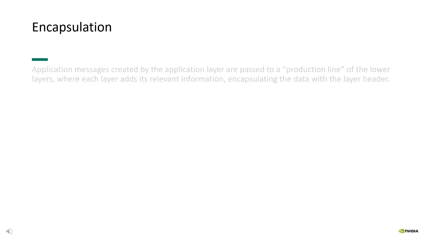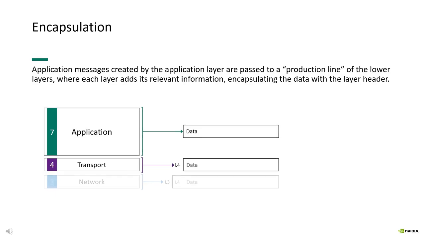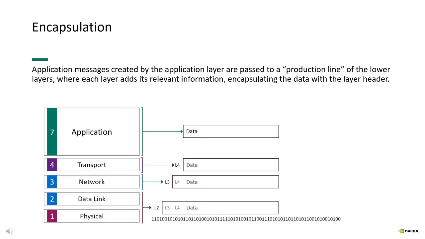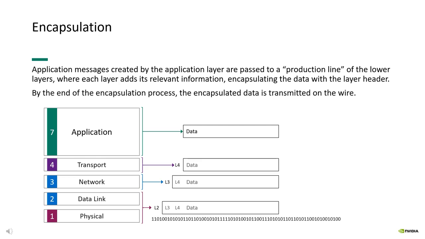In order to understand how data is transmitted between applications, it's important to understand what encapsulation is. The sending application creates messages that are passed to a production line of the lower layers, where each layer adds its relevant information in a process known as encapsulating the data with a layer header. A header is the supplemental data placed at the beginning of a block of data when it is transmitted. The supplemental data is used at the receiving side to extract the data from the encapsulated data packet. This packing of data at each layer is known as data encapsulation. By the end of the encapsulation process, the encapsulated data is transmitted on the wire.